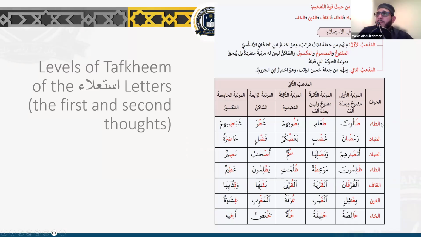So the examples we have for each letter are as follows. The ta, talut. The next level is ta'am. You see the ta versus ta. Then butu, and then شياطين. Right, so you see the levels go lower a little bit.